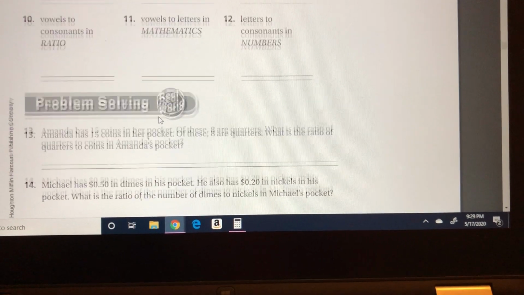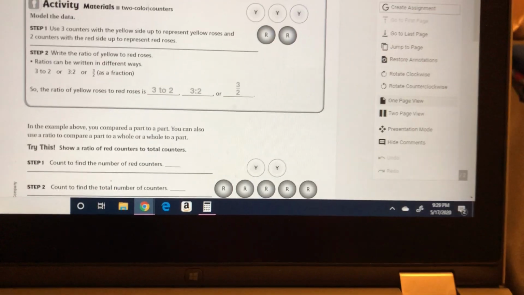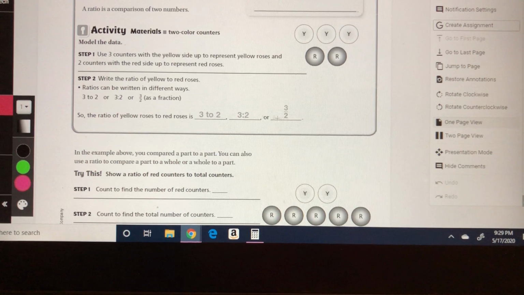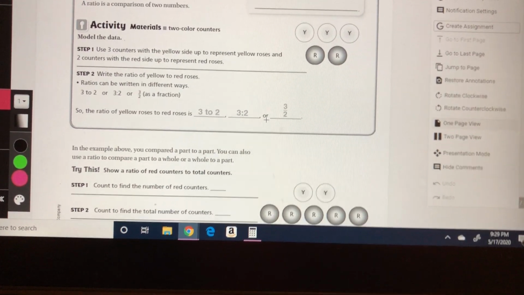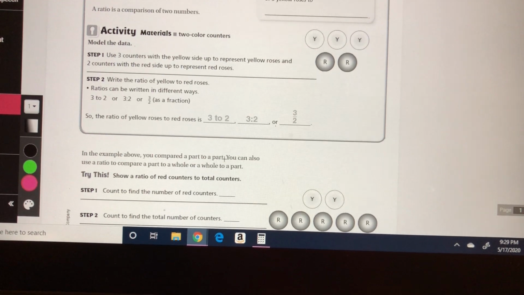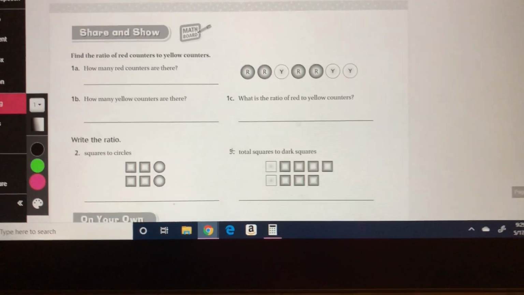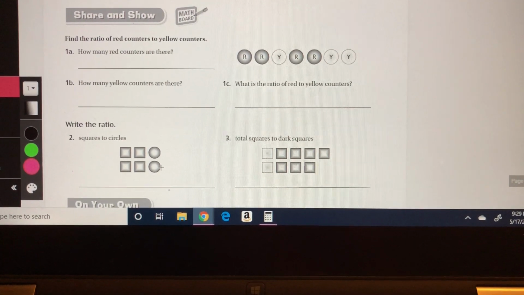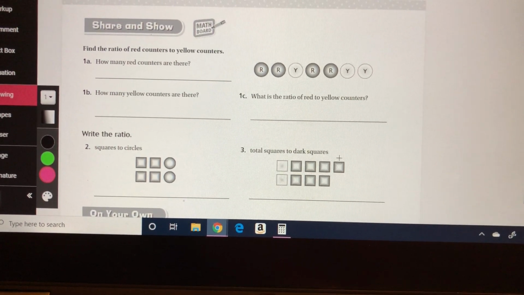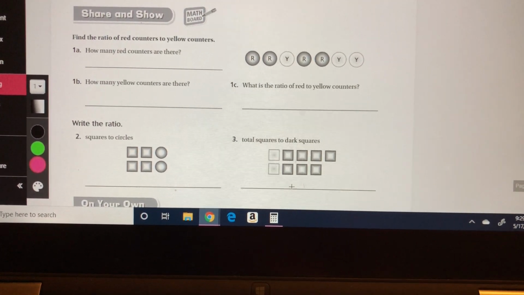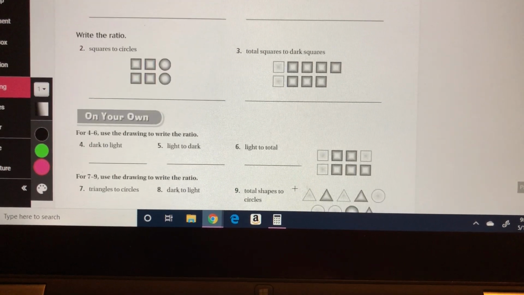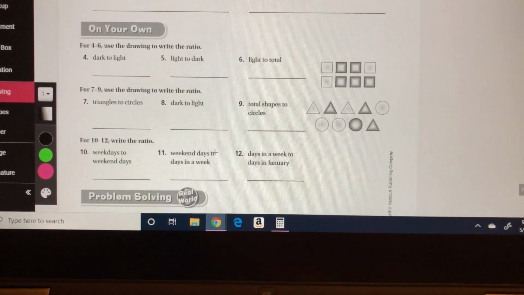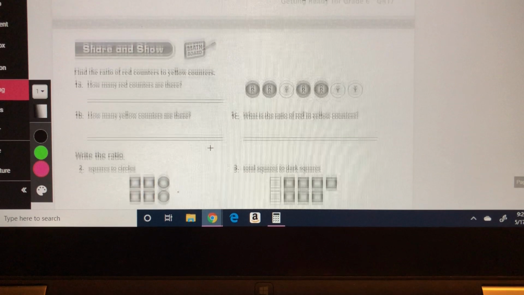That's pretty much it. If we open up the classwork, you'll notice that it's the same thing. They teach you here the 3 ways to write the ratio, the 3 acceptable ways to write the ratio, like I already went over with you. You'll notice they have the diagrams, squares to circles, so it's very simple. Count the squares first and then do the circles. Total squares to dark squares. How many total squares are there? Write that number. And then how many dark squares? Okay, and it's very similar. Oh, look, the weekend to weekdays. So it's very similar, what we just went over, to your actual classwork, okay?